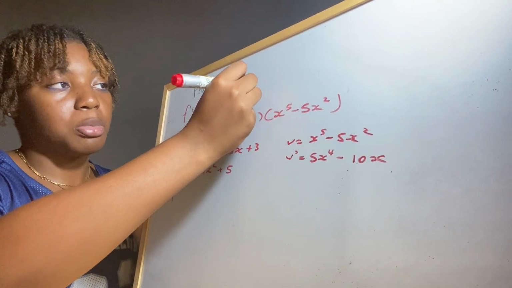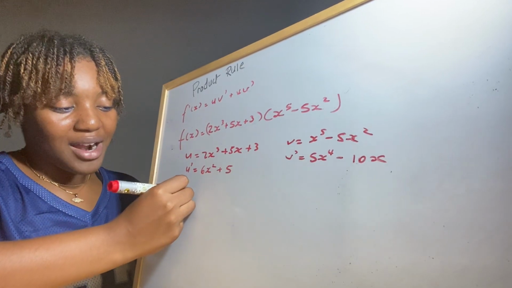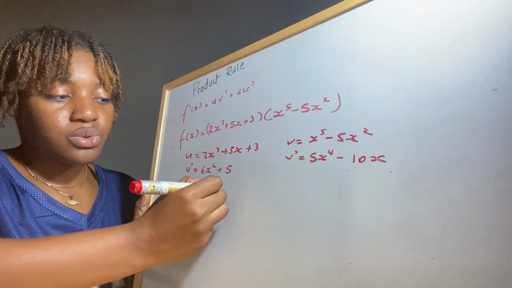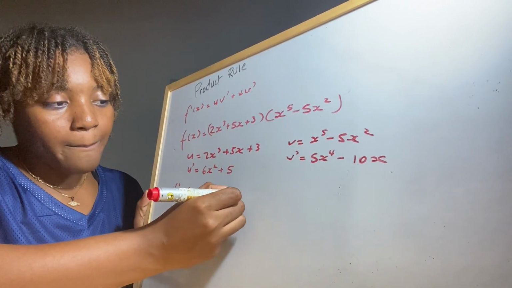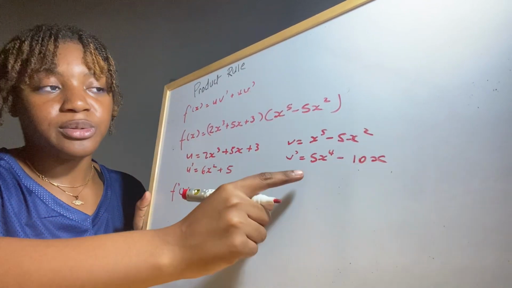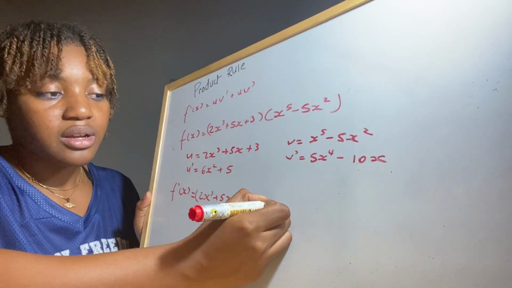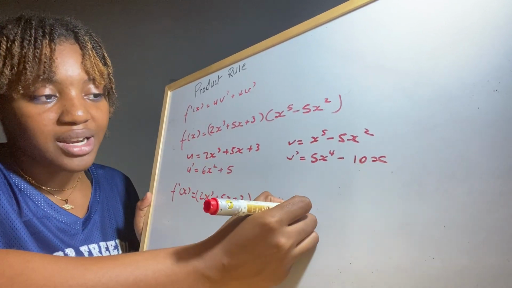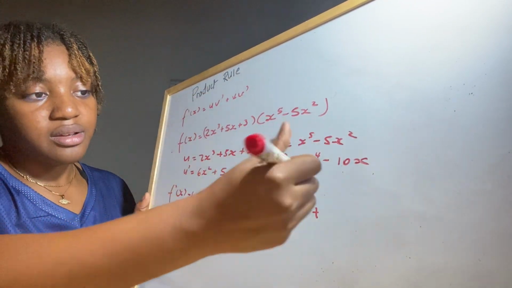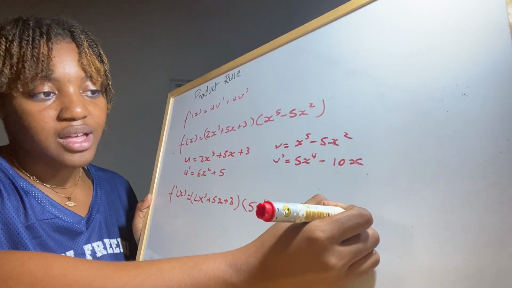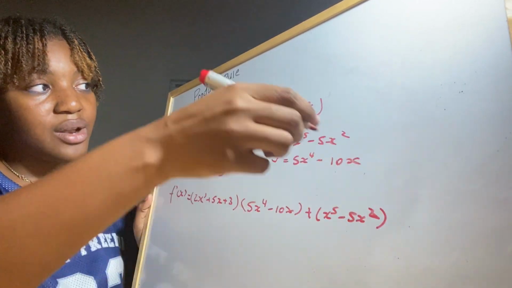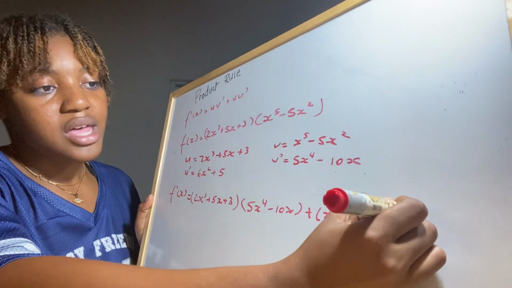So f prime of x would be equal to u. We'll identify u as this, so we'll write it down. So 2x cubed plus 5x plus 3. Next, we'll identify v prime. We found the derivative of v as this, so we're going to put it there. So 5x to the 4th minus 10x. Next, we're going to have plus v. So this is v. Put it down there. So x raised to the 5th minus 5x squared. And then we'll have u prime. This is u prime. And we'll put it there.